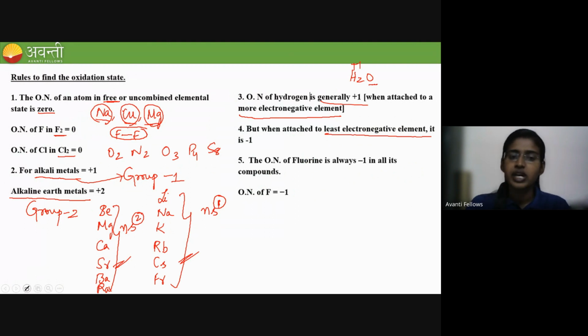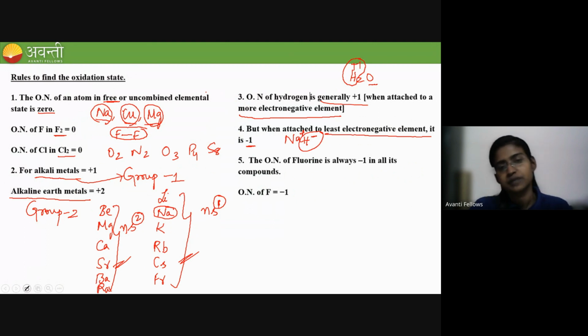Suppose I take sodium hydride. Now here hydrogen is bonded with the least electronegative element, sodium. So in this compound, hydrogen will have -1 charge. So Na+ H-. Like this only we will write, no? Na+ and H-. So here hydrogen is attaining -1 and here it is taking +1.